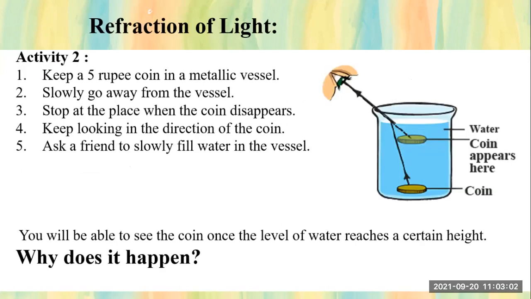Now, students, for the second activity, you have to take one metallic vessel and one 5 rupees coin. Now, see step by step what you have to do. Number one, keep a 5 rupees coin in a metallic vessel. What you have to do, students? You have to keep a 5 rupees coin in a metallic vessel.